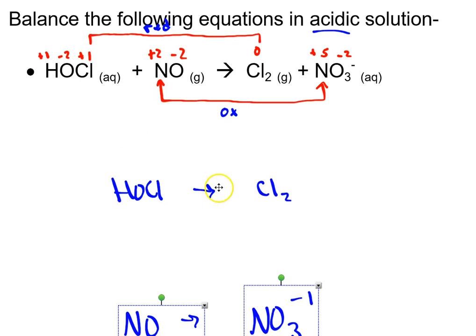So now that we have these, what are our next steps to do? Okay, well first, balance anything besides H and O. So we got to balance chlorine. There's 2 on the right, so I'm going to double this. Okay with that? So first, balance things that are not hydrogen and oxygen. What's the next step?